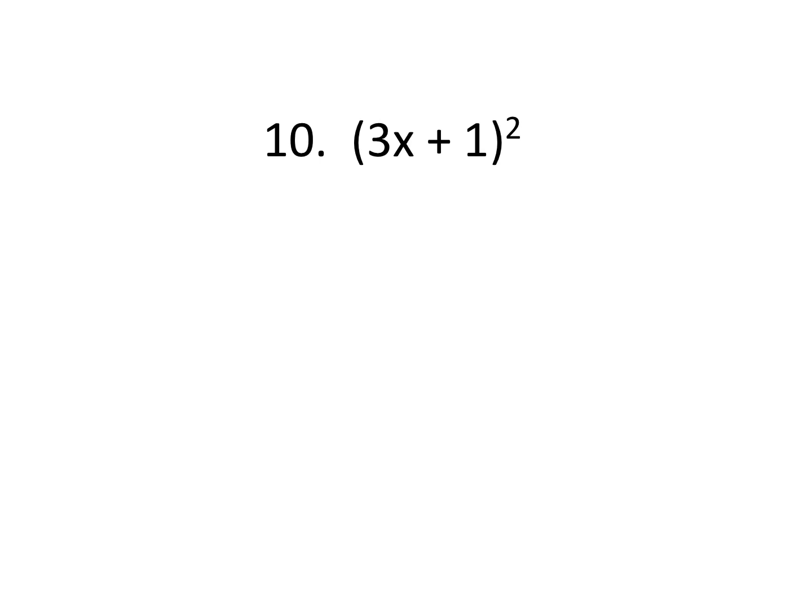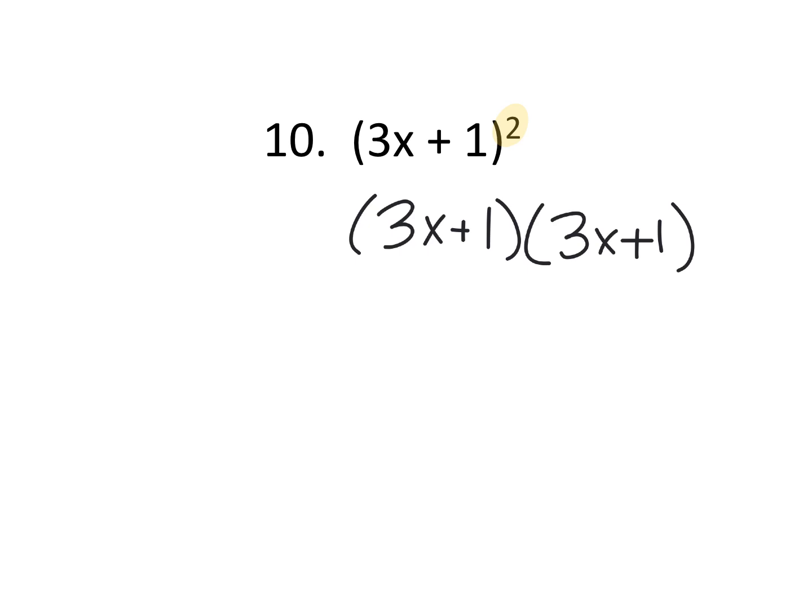This is the one we didn't touch from yesterday. It's special because what does this squared actually mean? There's two of them. So you would write it out as 3x plus 1 twice, 3x plus 1. You can't just distribute the exponent.